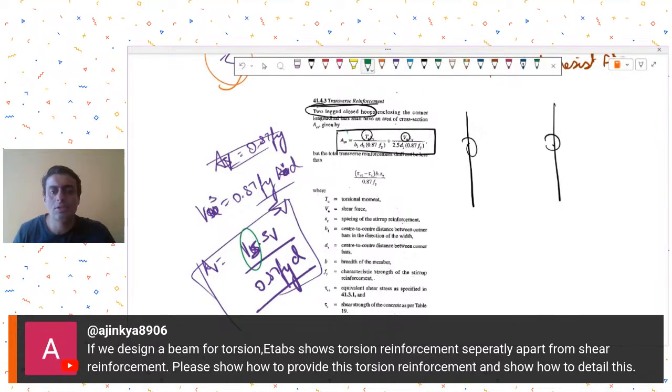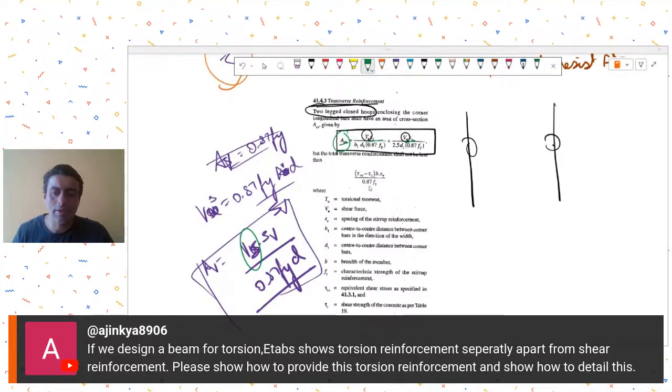And now this is the two-legged reinforcement required for combined action of torsion and shear. So accordingly, you can then judge what reinforcement has to be there in the two legs and how much reinforcement has to be there for the middle legs, if you want to provide. So this type of calculation you have to do. This is what happens in the IS code.